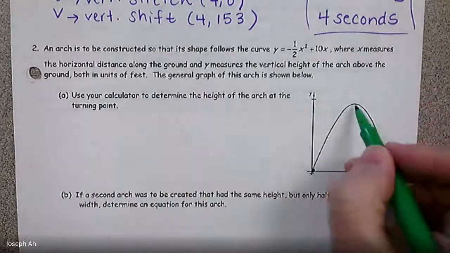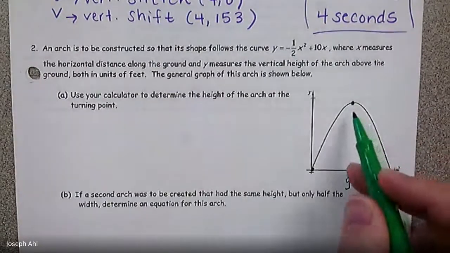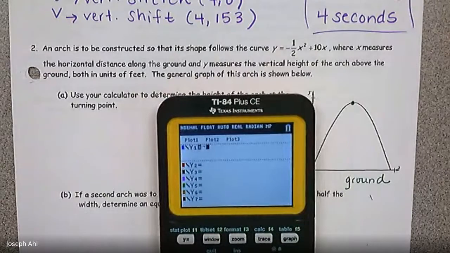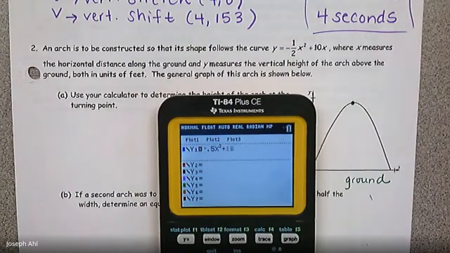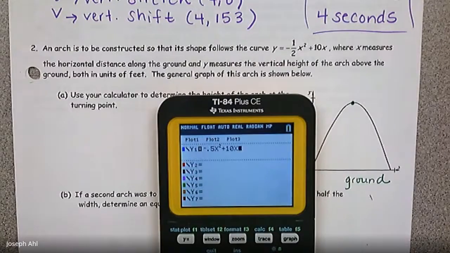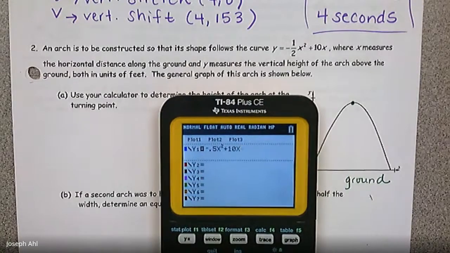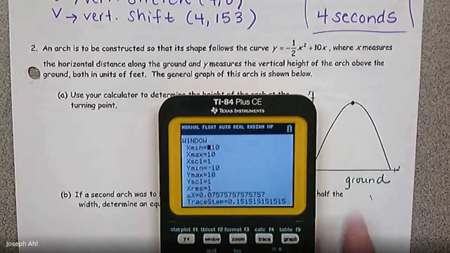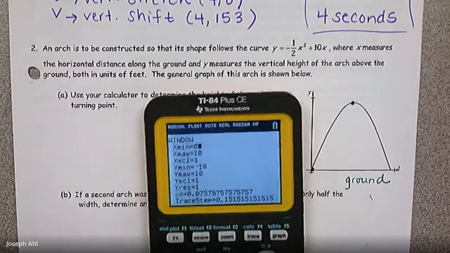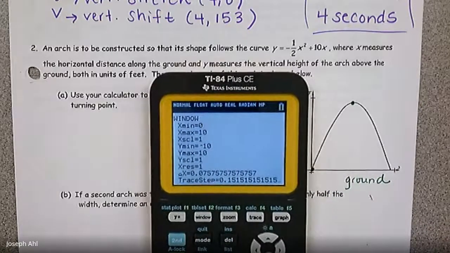So I want to figure out basically how I can adjust my window so I can see that value up there. All right, so we have to probably play around with the window a little bit. We've got negative 1/2, or just 0.5, x squared, and then plus 10x. All right, so from here, if I go to the window setting, I know that we're really only looking at quadrant 1 here. So maybe instead of negative 10 to 10, I'll go 0 to 10. And then we have to start making some guesses about what the max height is of this archway.